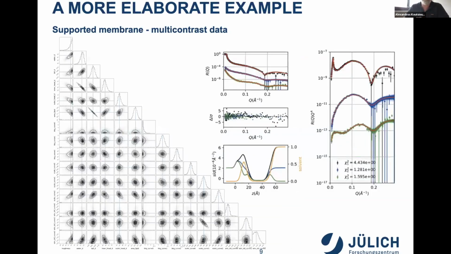Here you see the result of the fit for the model that was presented in the previous slide for 3 different contrasts, and also the results of the MCMC step, where we see that the only appreciable correlation that we have is for a set of parameters.